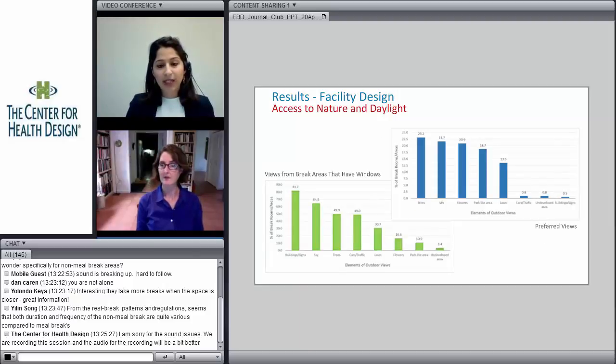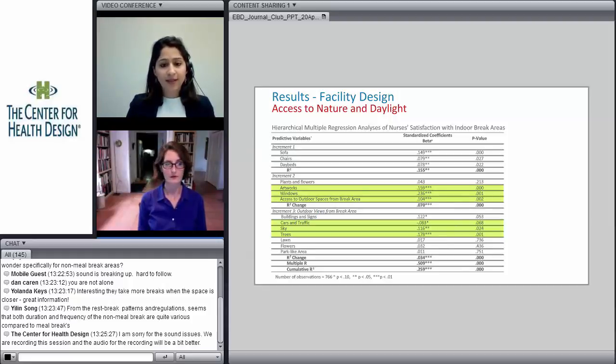And when we ask about the views, so what they can see in their existing outdoor views, we can see that the green is the existing, and blue is the preferred view. In their existing views, they mostly see buildings and signages, sky, cars and traffic, but in preferred views, they really wanted to see trees, flowers, park-like areas, nature elements.